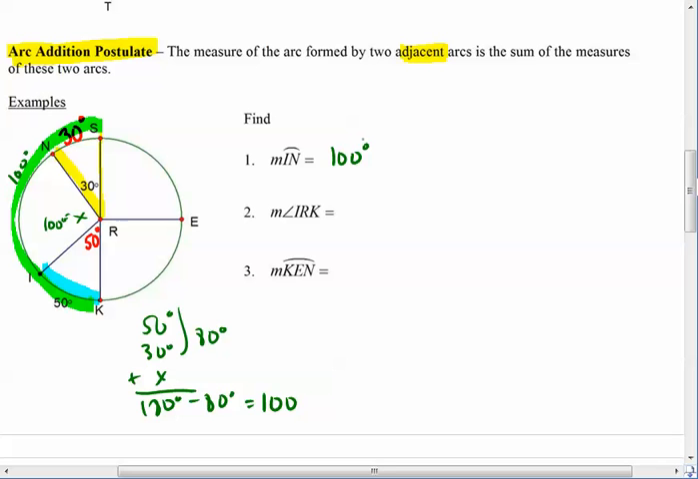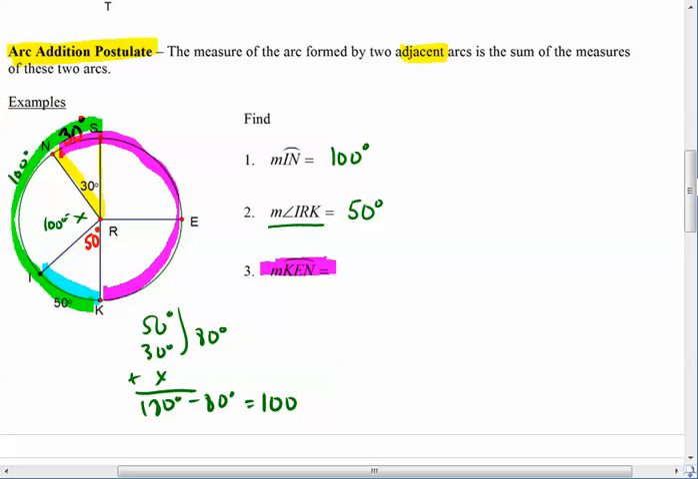Now IRK I actually had to figure out as I was figuring out the 100 degrees, so I can write 50 degrees in. Now remember, that was an angle measurement. I've been asked for an angle measurement, but of course we learned above that the central angle and the arc measurement are equivalent. And then finally we're asked for KEN. KEN. I'm going to highlight that in purple. KE and then all the way to N.